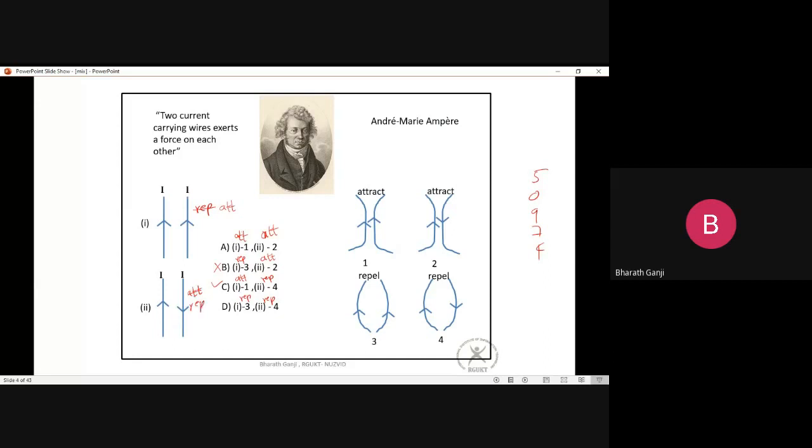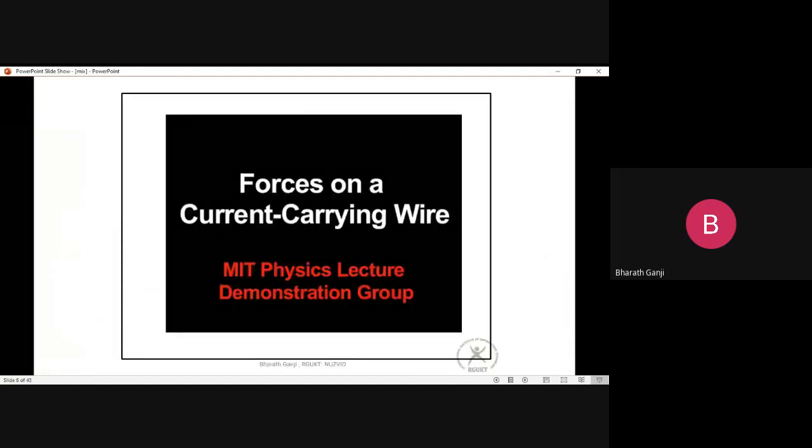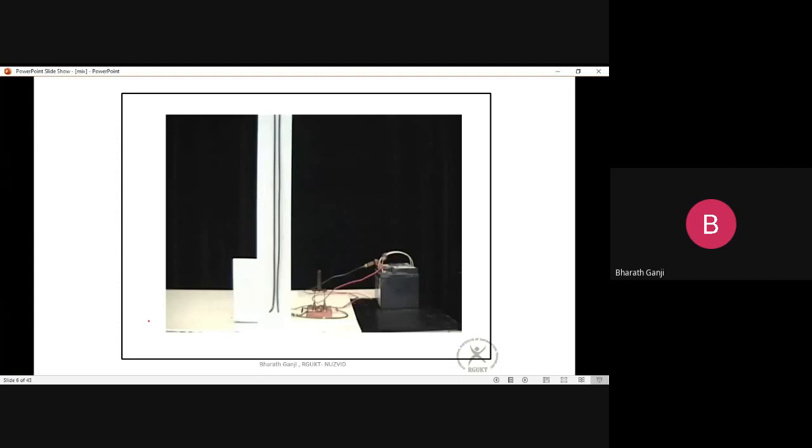Okay, which might be a difficult thing to accept, because, sir, two positive charges repel, so similarly two current-carrying wires might repel? No, the opposite happens. Why it happens like this, let us see the explanation. And of course, if you don't believe that two wires actually repel each other, here is a video.